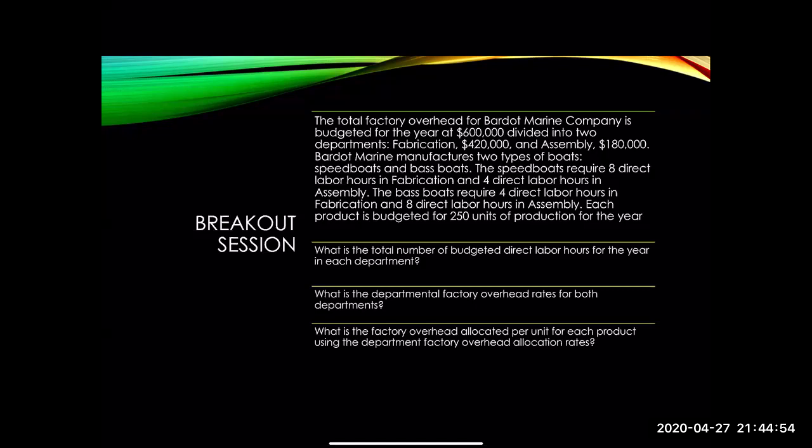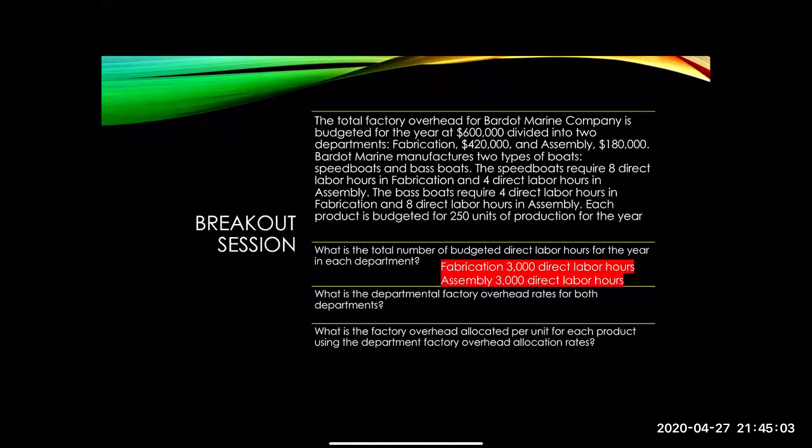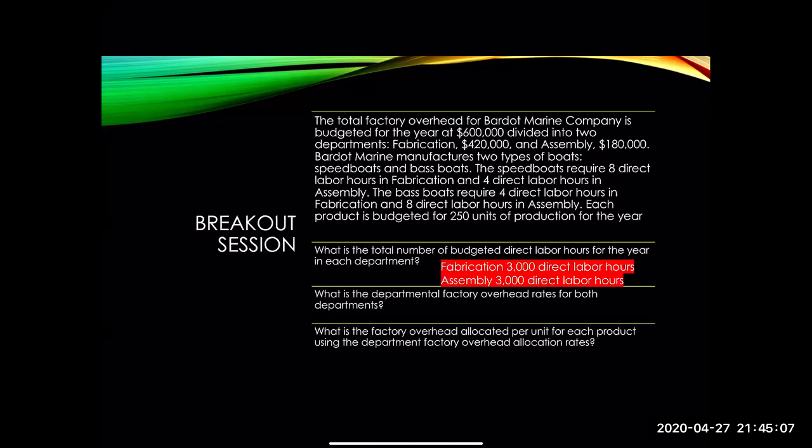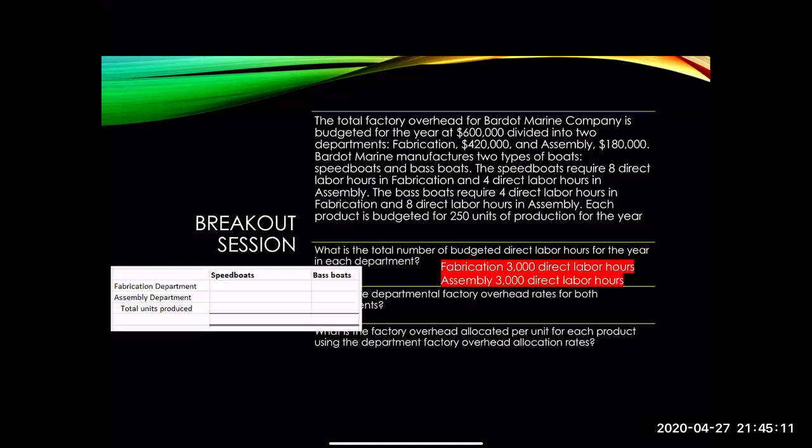So in part one, it's asking us, what is the total number of budgeted direct labor hours for the year for each department? So hopefully you've come up with 3,000 for the fabrication department and 3,000 for the assembly department. And as we did in the prior videos, I am going to now walk you through this process.